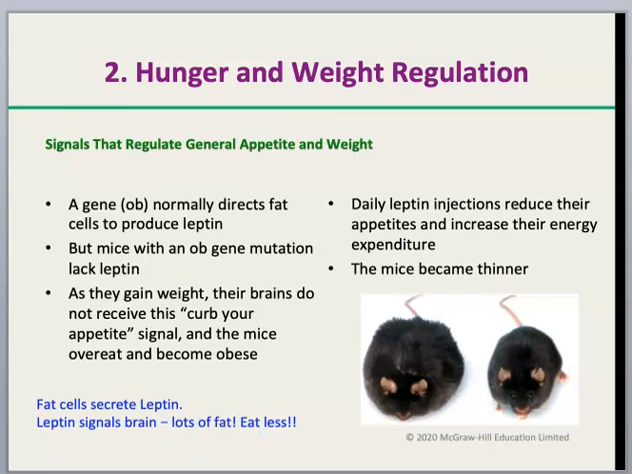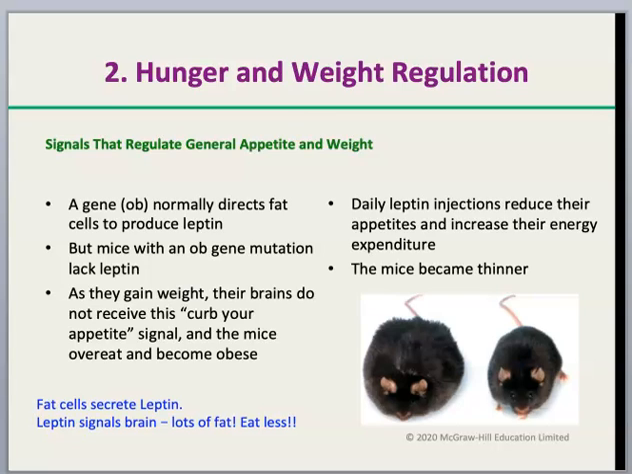Okay, continuing with signals that regulate general appetite and weight. Here we're going to talk about leptin. Sort of bottom lined it down here at the bottom. Fat cells secrete leptin. Leptin signals the brain, lots of fat, eat less. So fat cells actively regulate food intake and weight by secreting leptin. When the fat cells detect that there's too much fat going on, they secrete leptin that tells the brain to stop eating and increase energy expenditure.